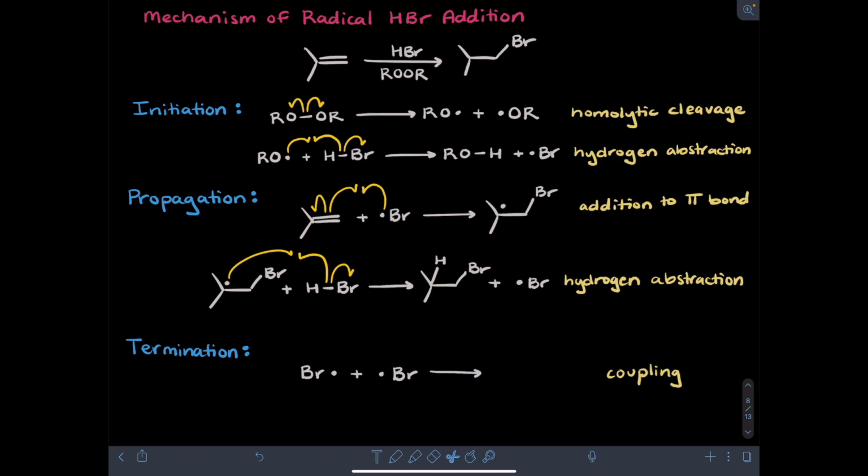In a termination step, two radicals will come together in a coupling reaction. One possibility is that two bromine radicals could come together. This would form a Br2 molecule.